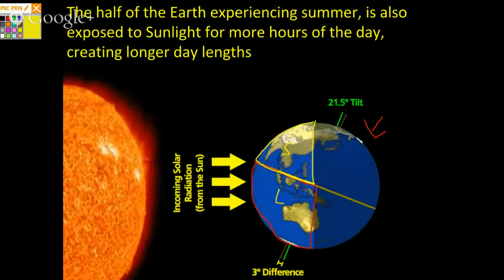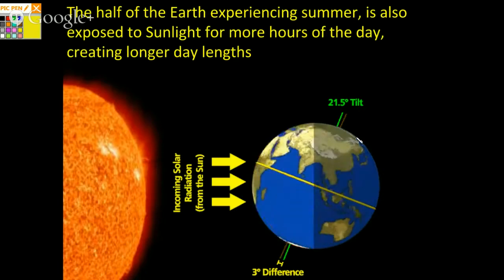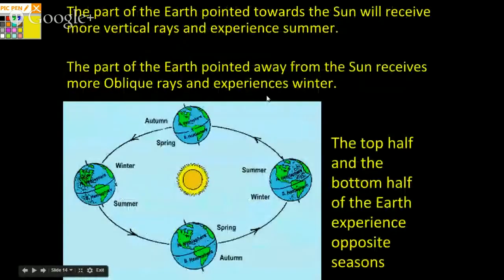That would explain why the days are longer during the summer and shorter during the winter. Now, of course, as the Earth moves, going back to this picture here, and now the northern hemisphere is experiencing summer, they would be exposed to sunlight for a longer period of time. The larger pie piece versus the smaller pie piece.